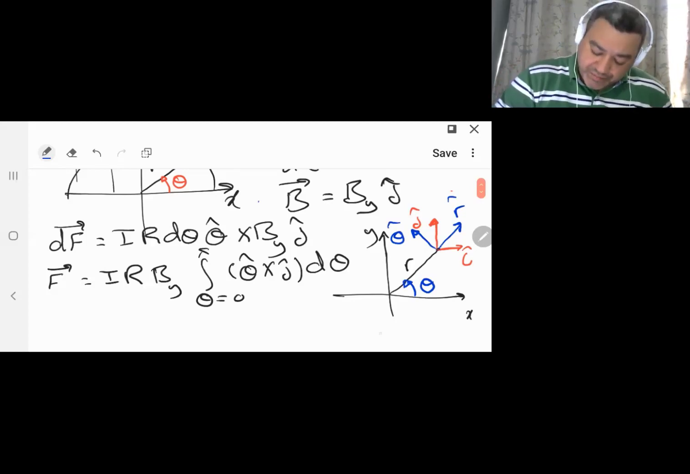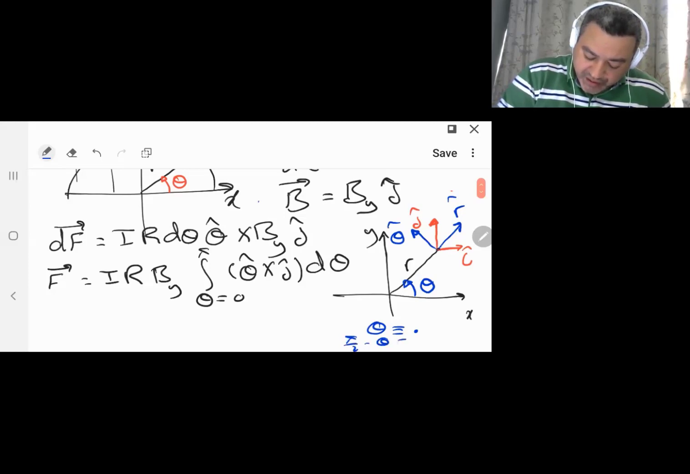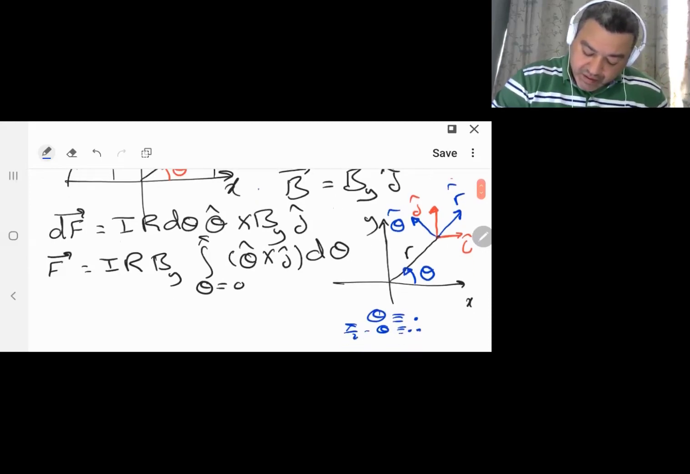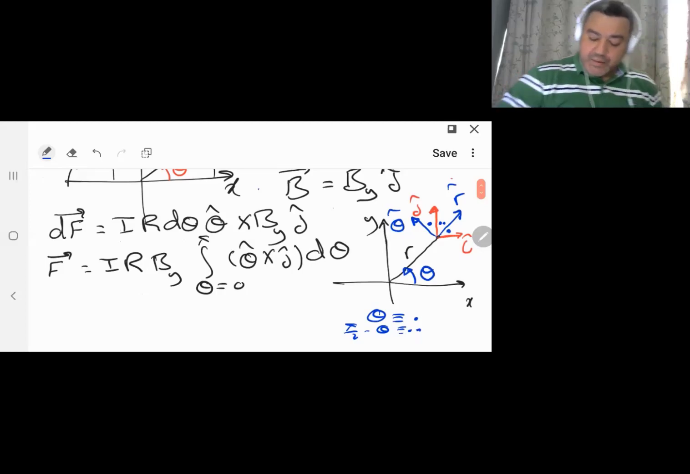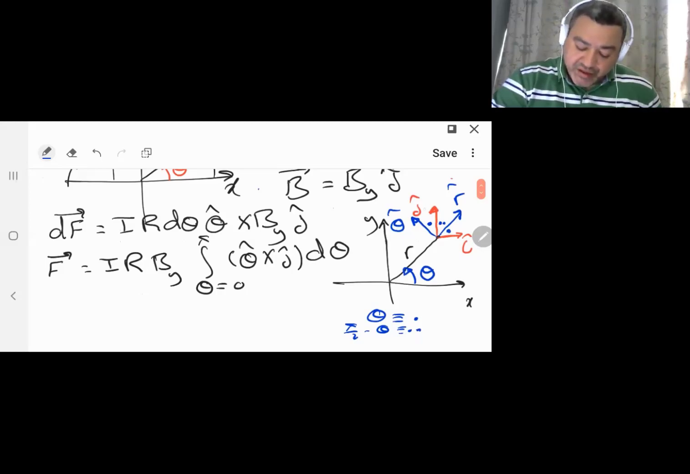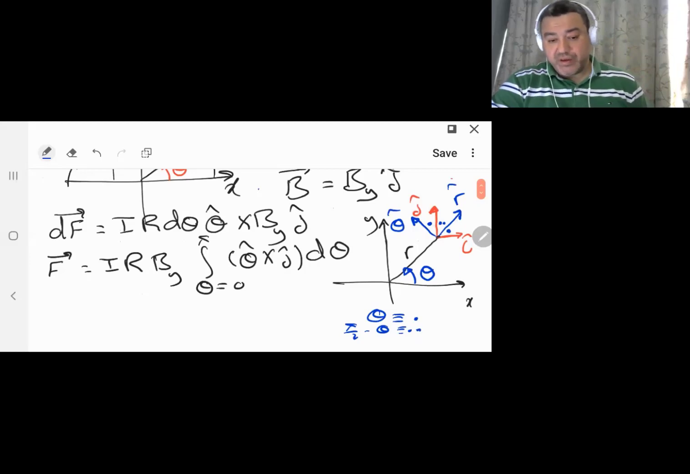Now, if I represent the angle theta by a dot, and the angle pi over 2 minus theta, the complement, by two dots, then this one would be a dot, this one will be two dots, this one will be a dot, right? And the angle between the j and theta would be theta.